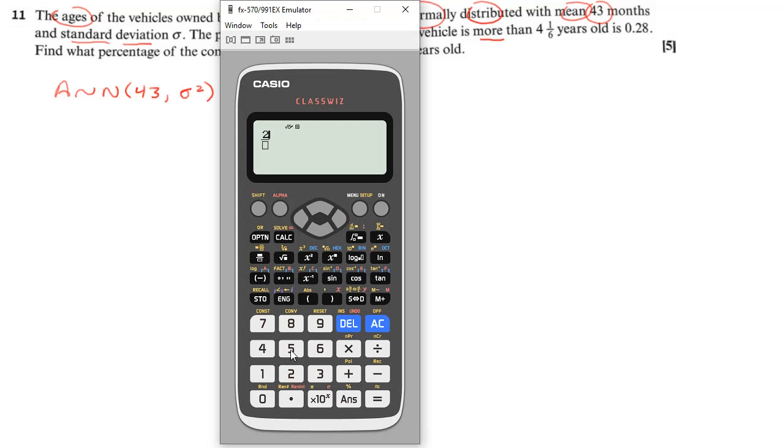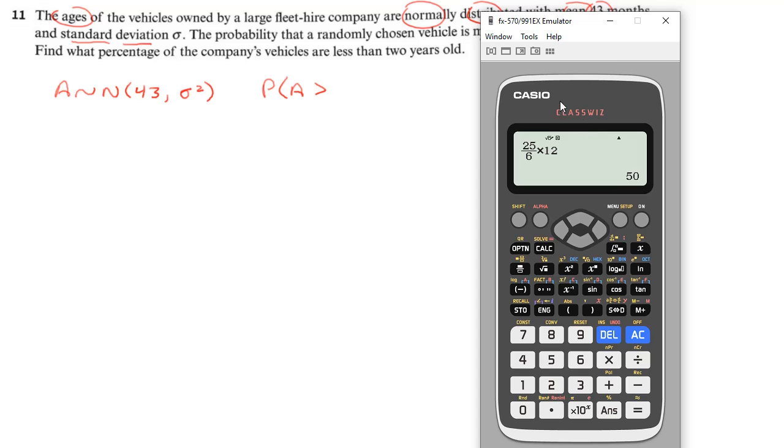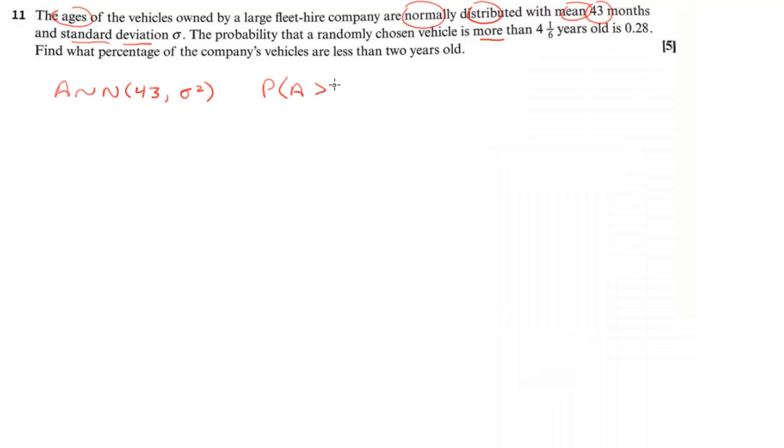Well, like any problem, if we've got months and years, we've got to pick one. So I think it's going to be easier if we take these years and change them into months. It turns out that it's 50 months. And so now the probability that the age is bigger than 50 is equal to 0.28.